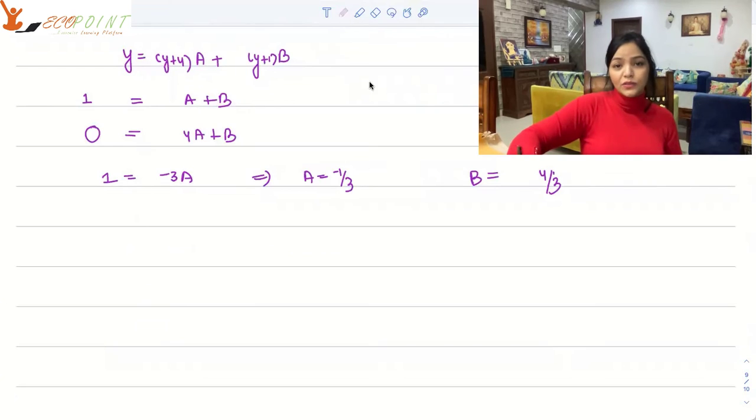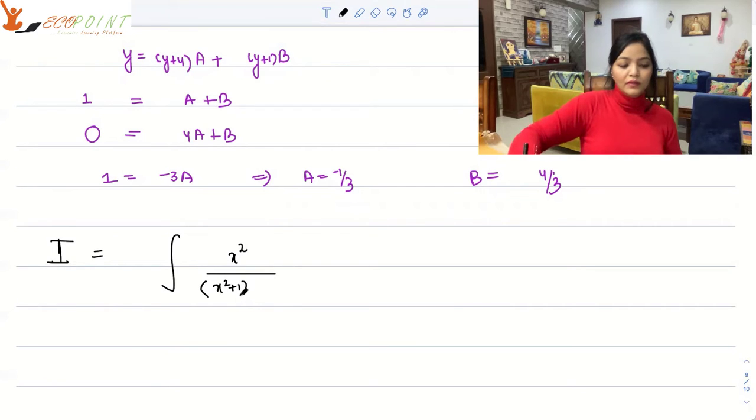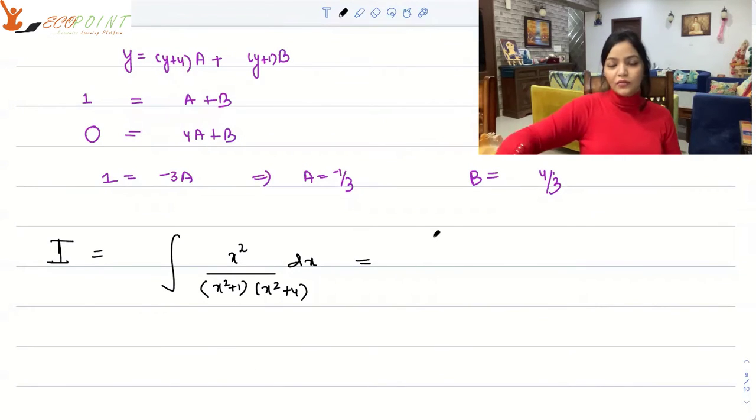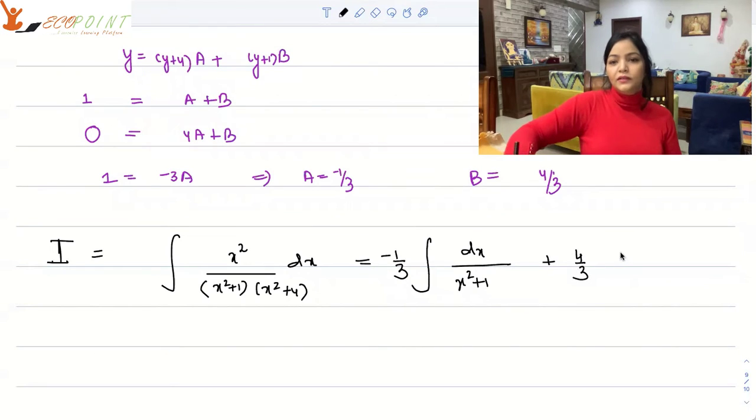So hence your integral turns into, say, if I call it I, the integral of x square upon (x square plus 1)(x square plus 4) dx would be equal to, actually I can now directly integrate using x only. I don't require y. So I can just write it down as minus 1 by 3 dx upon x square plus 1 plus 4 by 3 dx upon x square plus 4.